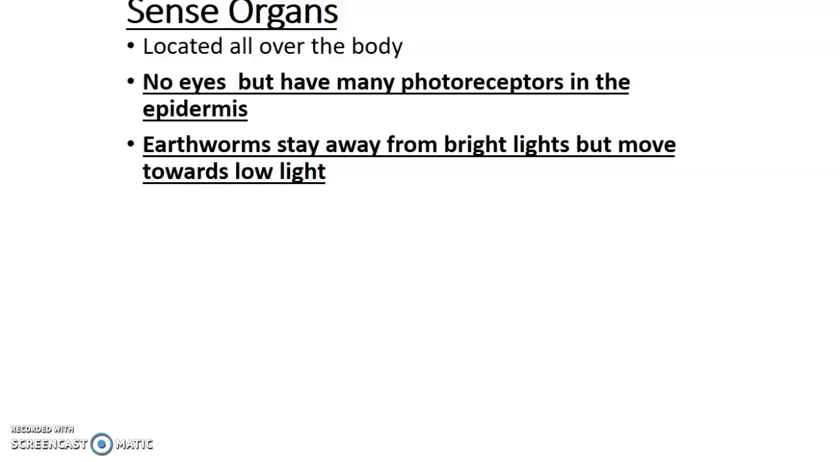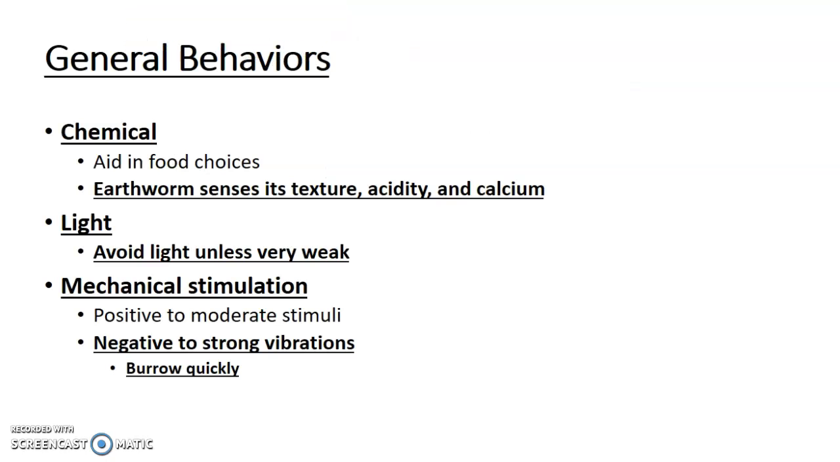Sense organs. Even though they are not overly cephalized, they do have a lot of sense organs that are located all over the body. Now, they do not have eyes, but they have lots of photoreceptors. So the earthworm can stay away from bright light. Bright light to them is going to equal death in a way.